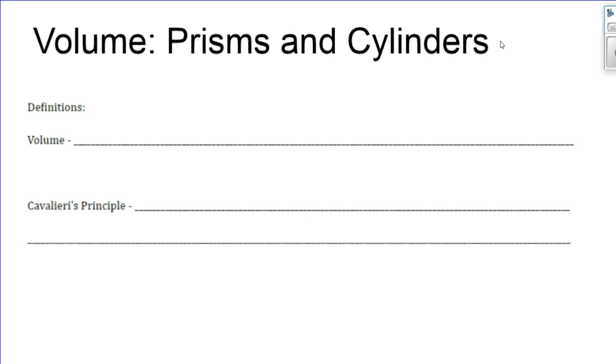Okay, so we've got volume of prisms and cylinders. Again, we're grouping these two together because they've got those two congruent and parallel bases. Their volume formulas are going to be very similar as well.